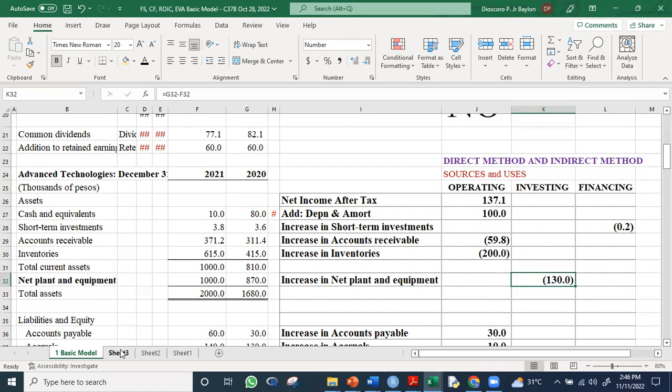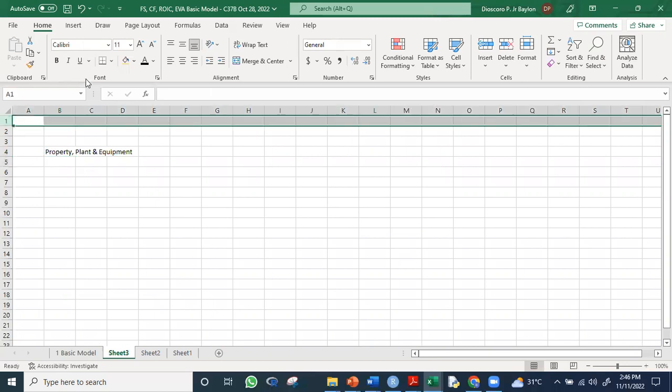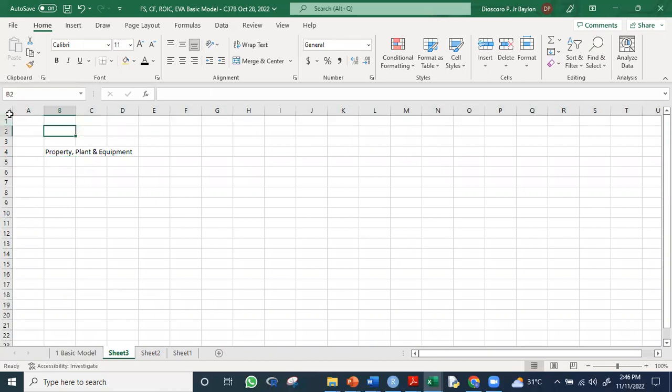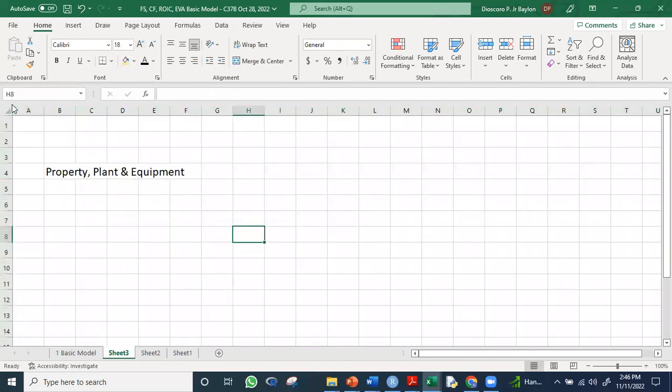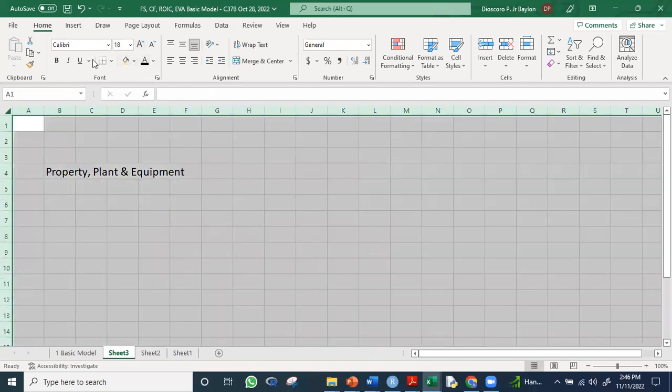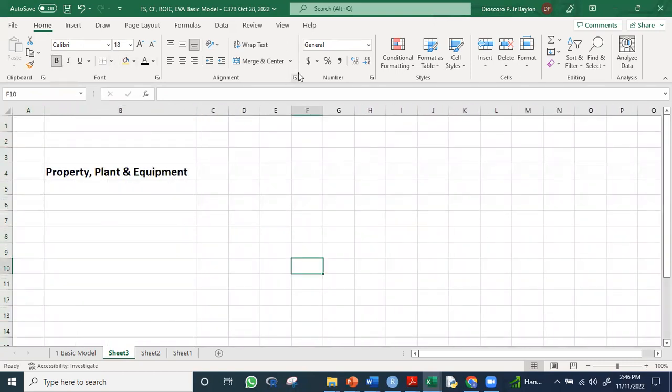However, this is net. So let's write first here. How do you get the net value? So property, plant, and equipment. This is a bit of a review of your accounting. Okay, how do we get the net value, class, in accounting? Would you know? Any suggestion?